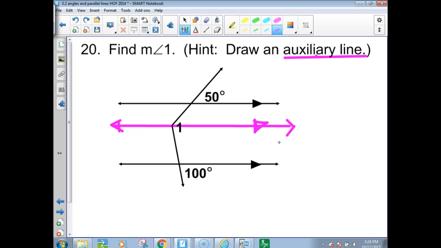All right, now, thinking caps. What kind of angle is here and here? Those are corresponding angles. So by the corresponding angles theorem, or the fact that if you have parallel lines, corresponding angles are congruent, this is 50.